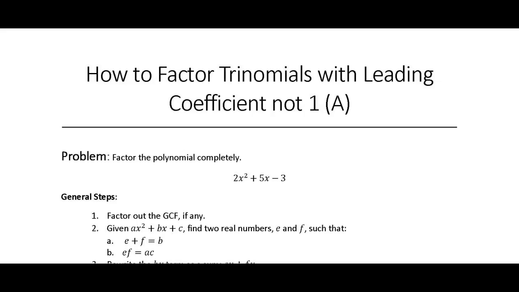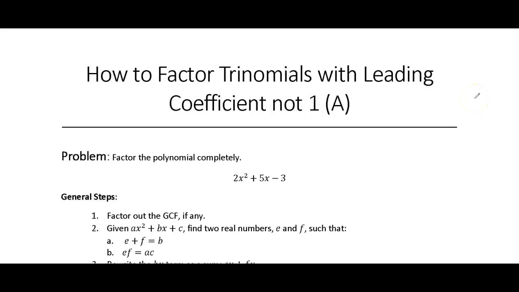How to factor trinomials with leading coefficient not 1, example A. We are given 2x squared plus 5x minus 3. As always when it comes to factoring, you want to check if there is a GCF to factor out first. In this case, we do not have a GCF, so we're going to move on to step 2.